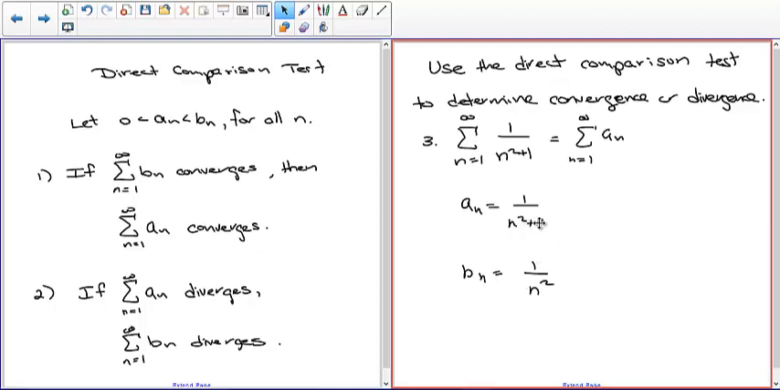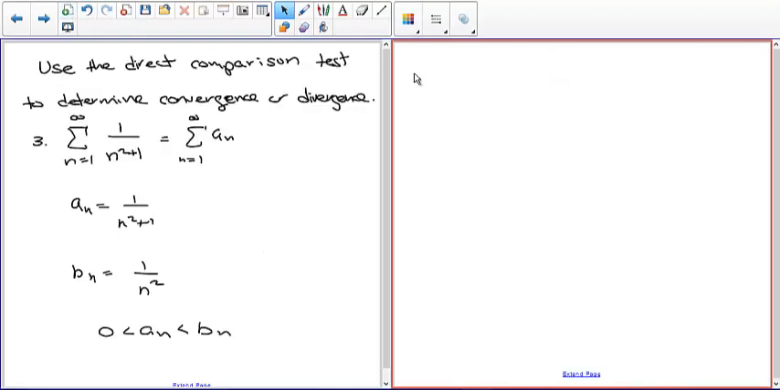And because I'm always adding 1 to the denominator, a sub n is always going to be smaller than b sub n. Now how do you prove that? There's a couple of different ways. It's true that a sub n is always positive, and it's always going to be less than b sub n. One way would be just to make up a table of the two series and compare the values and convince yourself that it's always going to be the case.